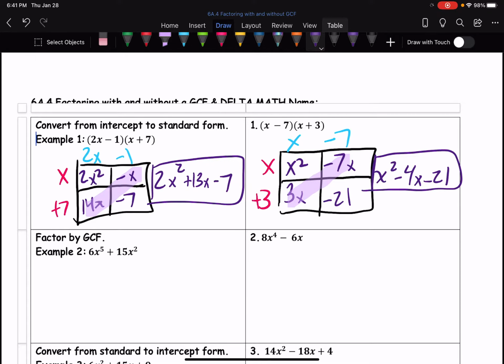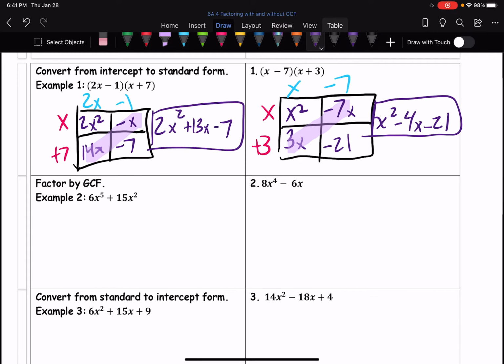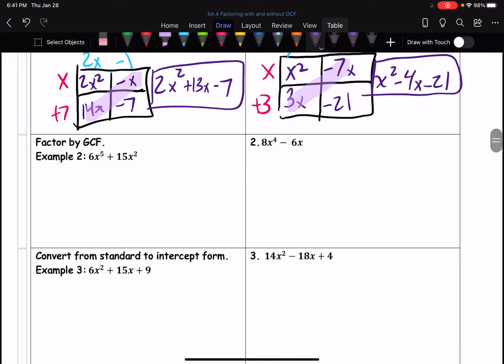All right. So now that we have gotten past intercept to standard, which was our 6A.1 material, we're going to move on to 6A.2, which we started off with factoring by GCF, which is our greatest common factor. So I'm looking at example 2. It's given us 6x to the 5th power plus 15x squared. So we've got to see, do they have any variables in common? If so, how many does each term have? And then we also have to look at the term's coefficients and see if there's any factor that we can take out of those coefficients.